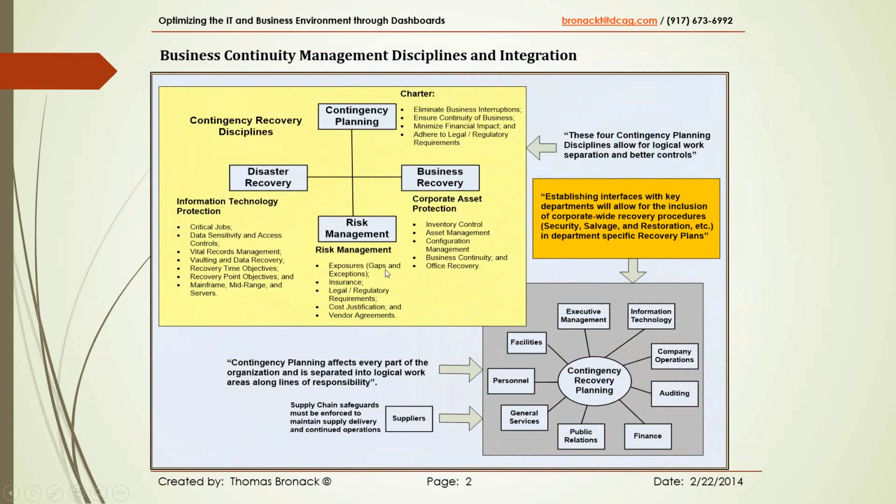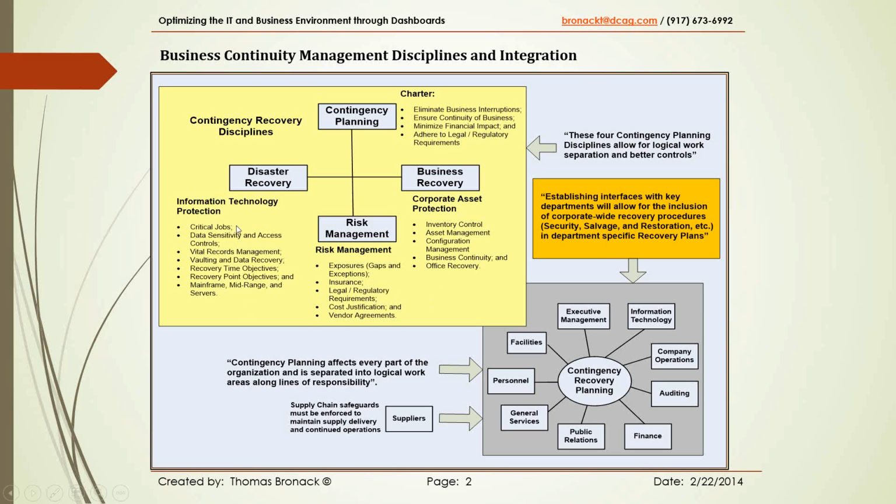Risk management has to look at your environment to determine if you have any gaps and exceptions to the regulatory requirements that you have to adhere to. They in turn recommend insurance. They also determine what legal and regulatory requirements you have to adhere to, and they cost justify the use of insurance against the regulatory requirements and also for any gaps, exceptions, or obstacles you may have against being able to continue your business. And then they determine what vendor agreements we need to have in place.